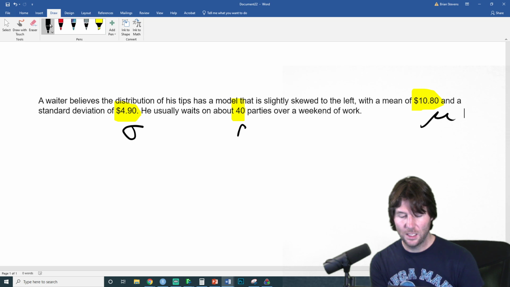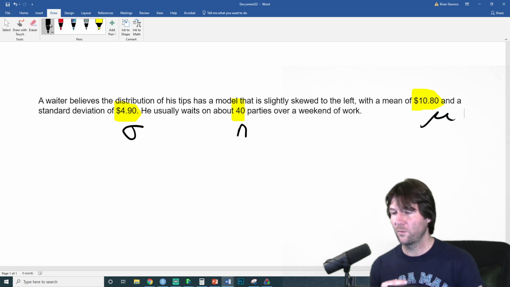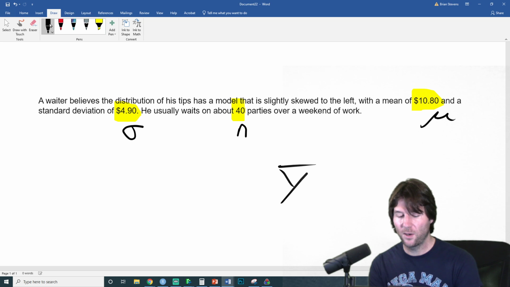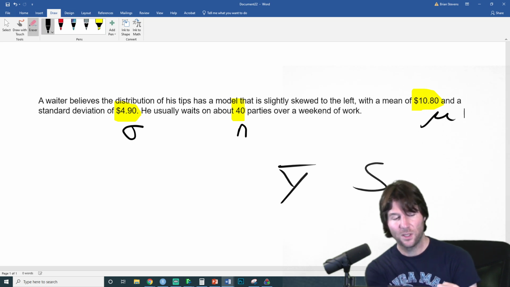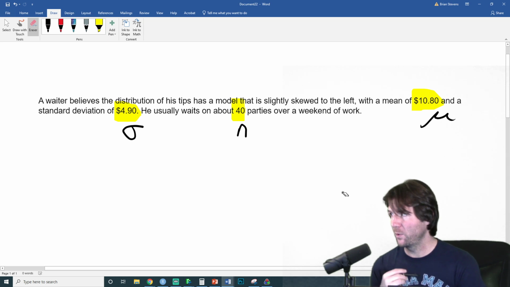Now, this is asking theoretically what would happen out of a sample size of 40. It's not saying they weighted on 40 tables and found a mean of this and a standard deviation of this. If they weighted on 40 tables and found a mean, they would have y bar and found a standard deviation to be s. But this is not saying they weight on 40 tables. It's saying theoretically they weight on 40 tables.